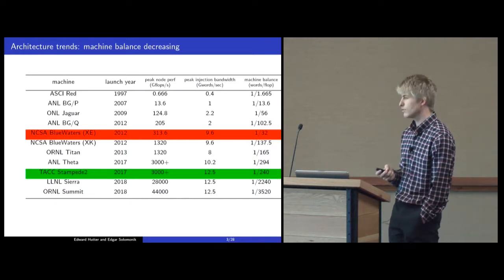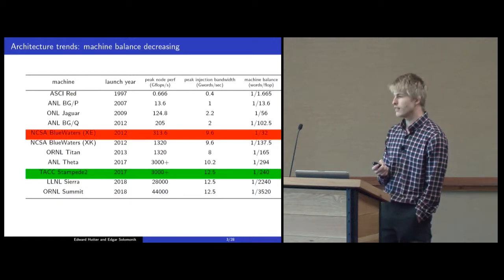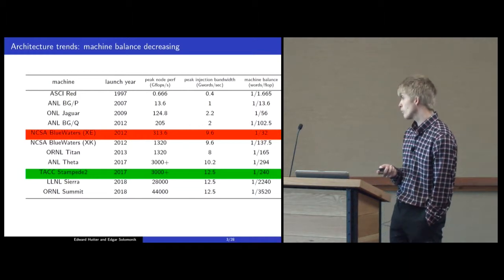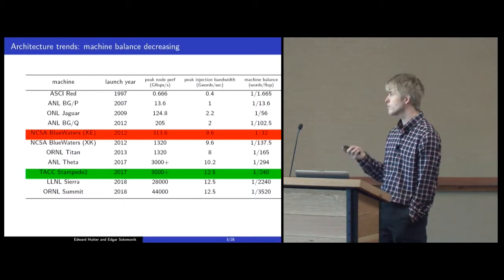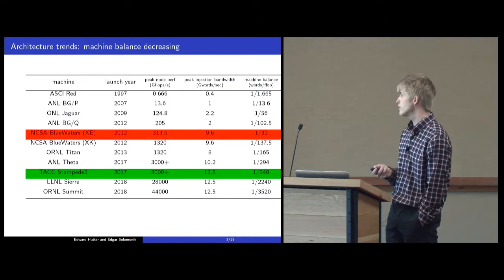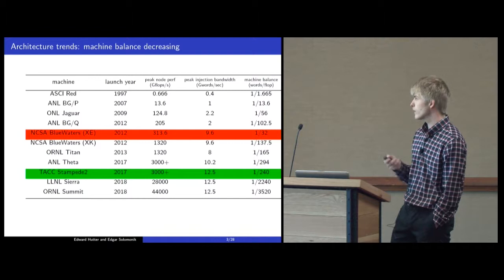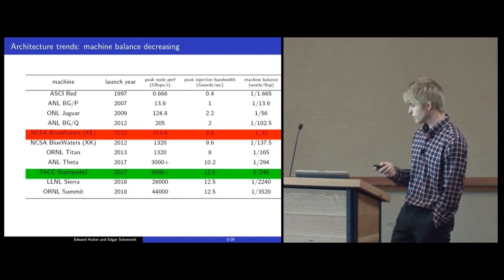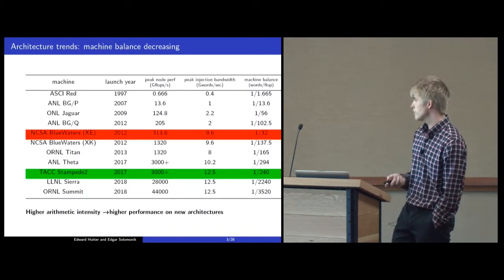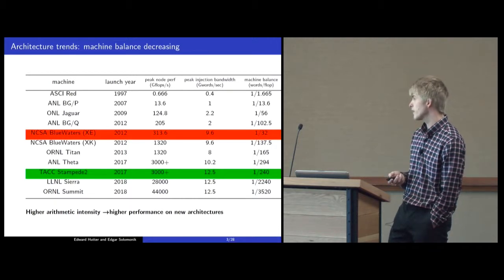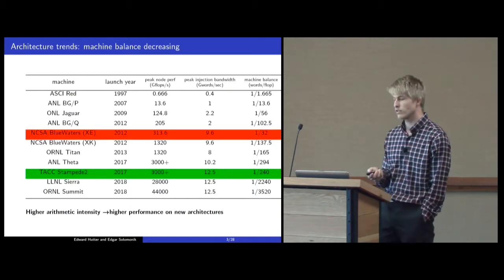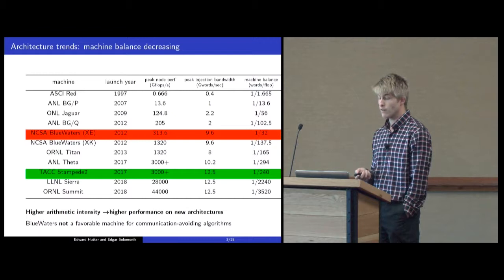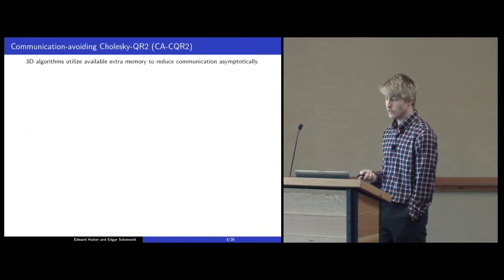And through the lens of communication avoiding algorithms, this means that Blue Waters is not a great architecture to run these algorithms on. So if we want to increase the arithmetic intensity via communication avoiding algorithms, an architecture like Stampede2 is probably the best architecture for that. We're going to see how this difference in machine balance affects the performance. Right, so as mentioned, we want to design algorithms with higher arithmetic intensity, and we want this to equate to higher performance on new architectures. Blue Waters is just not a favorable machine for this, whereas Stampede2 is.